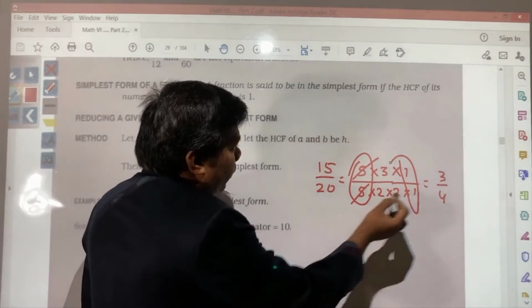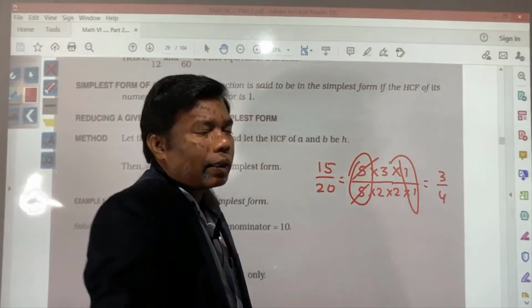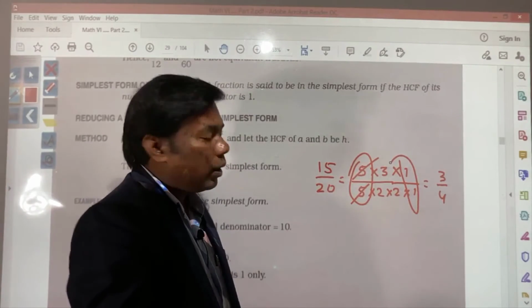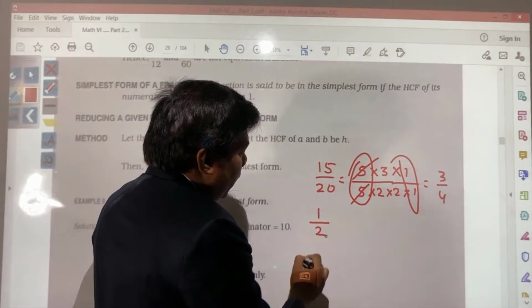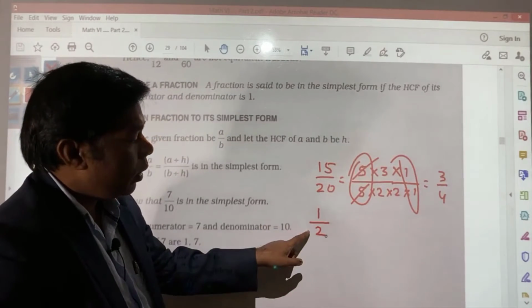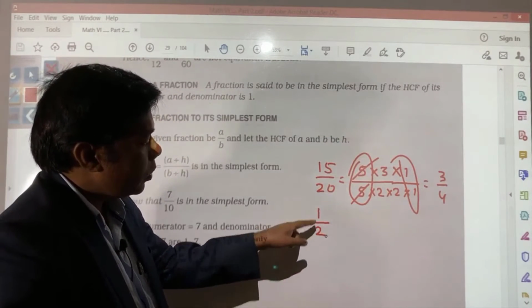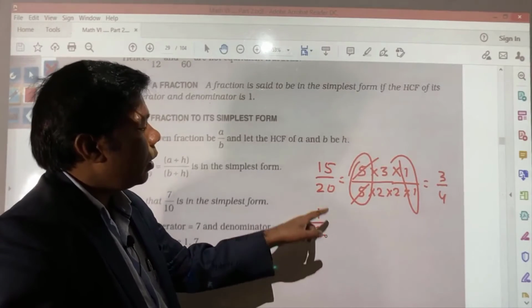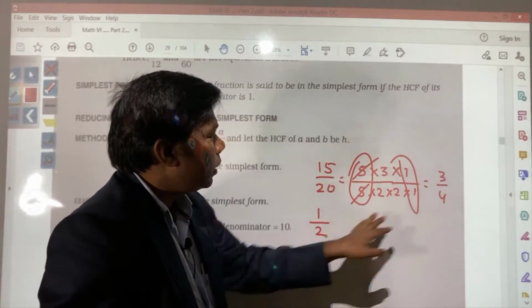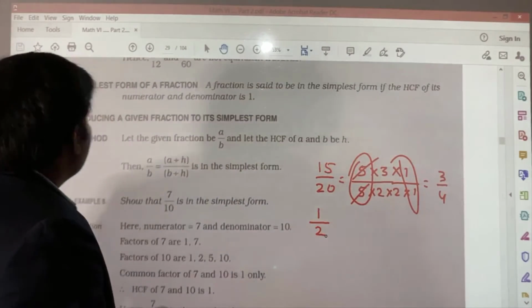So suppose you see 3 by 4, no common factor you get between numerator and denominator other than 1. If you see 1 by 2, no common factor you can get other than 1 between numerator and denominator. So these will be called the simplest form. So these fractions are in the simplest form.